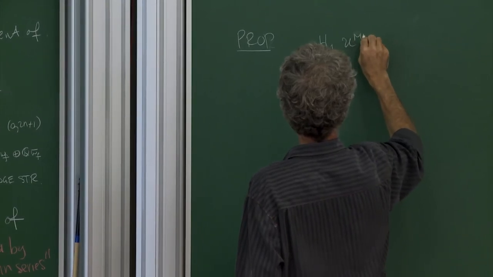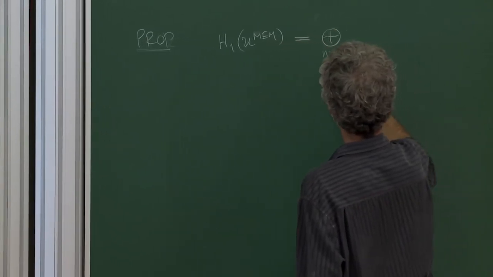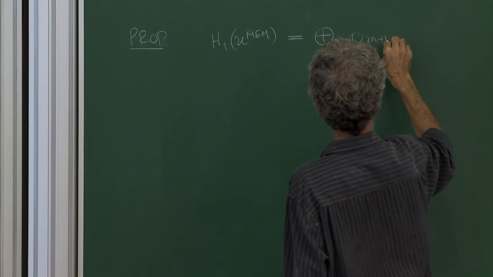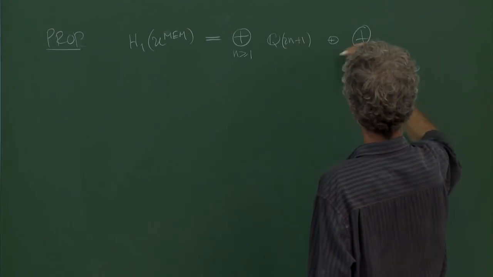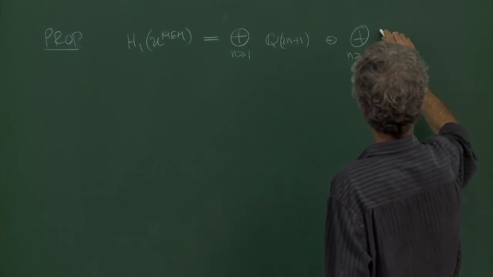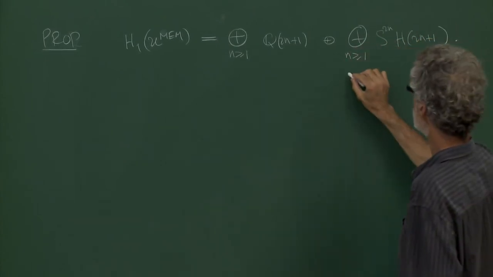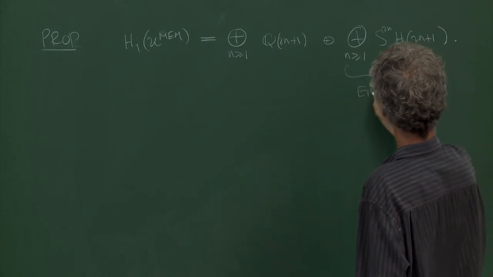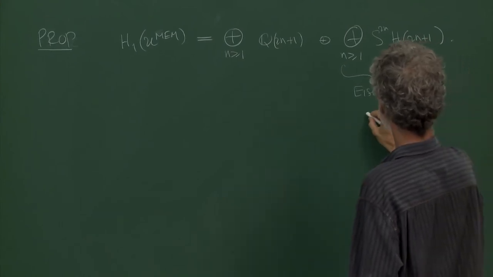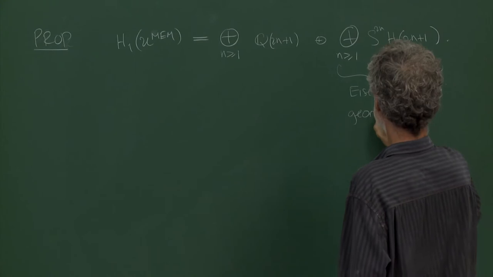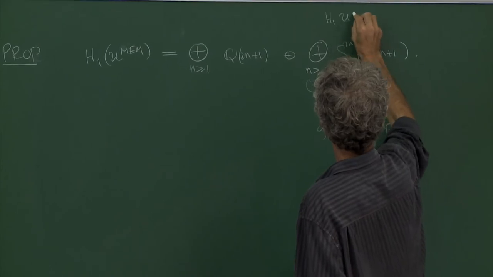of U^MEM is equal to the direct sum over n greater than or equal to 1 of Q(2n+1), plus the direct sum over n greater than or equal to 1 of S^{2n}H^{2n+1}. So this is the Eisenstein part. So this is also the geometric part, because this much is H1 of U^geom.